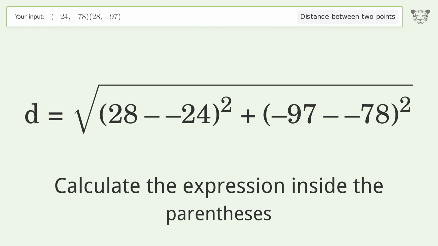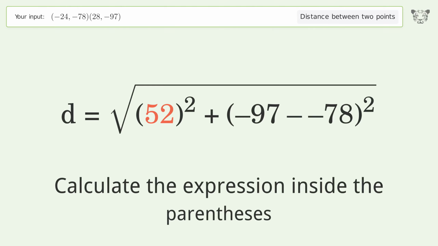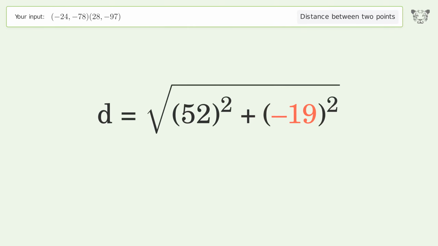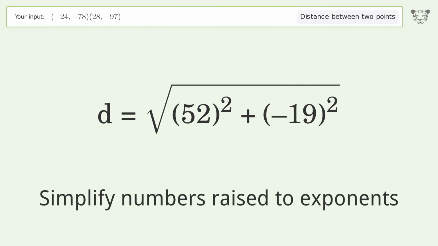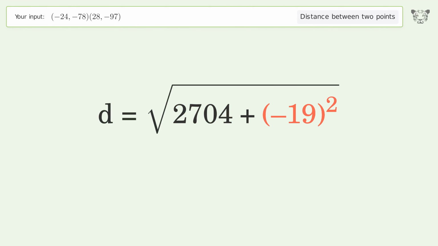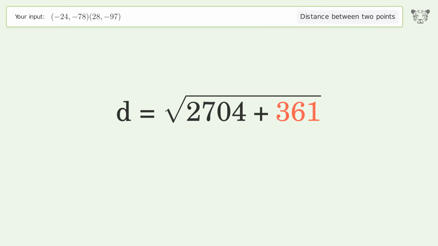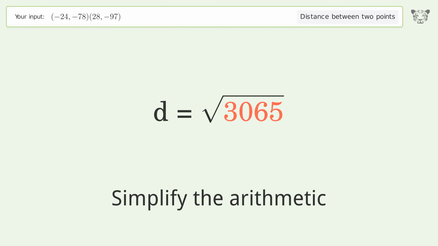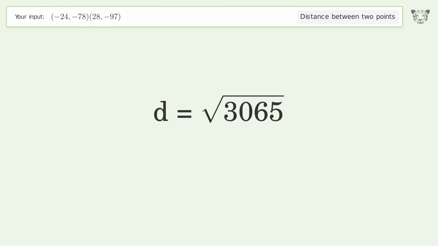Calculate the expression inside the parentheses. Simplify numbers raised to exponents. Simplify the arithmetic. And so the distance between the 2 points is the square root of 3065 or 55.362.